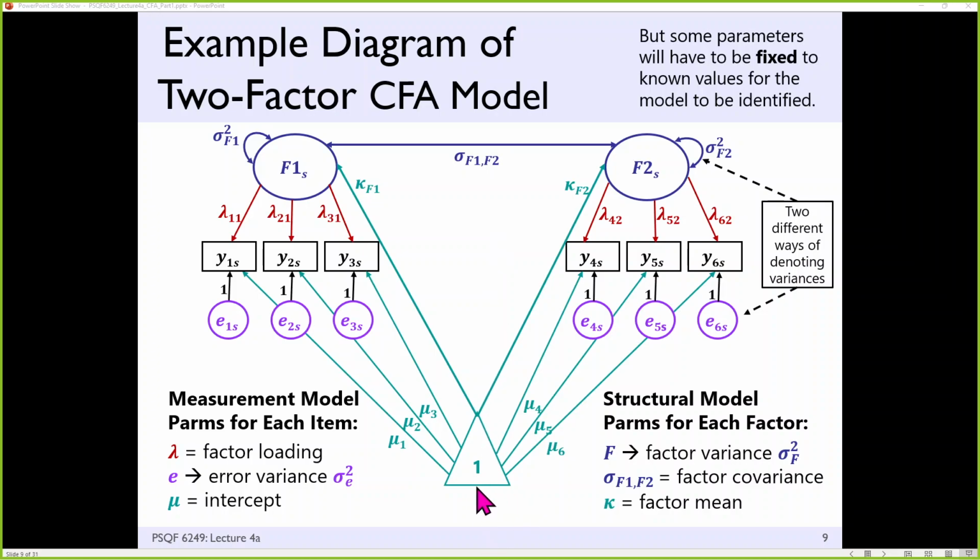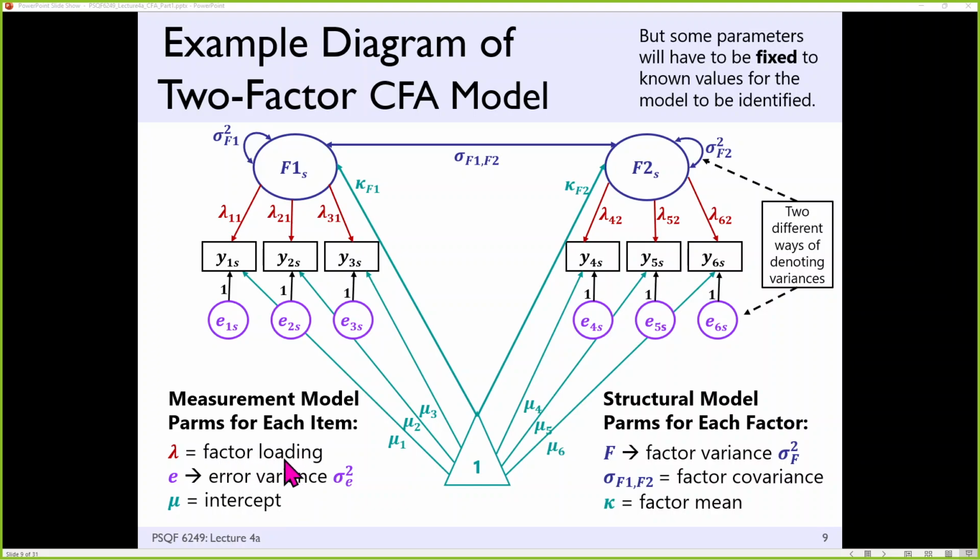What's this stupid triangle thing for? Not that I'm biased. Intercepts. Yeah, this is how we get means and intercepts. So this triangle is a column of ones. That's what it is supposed to refer to. So each item is going to have three things estimated: factor loading, error variance, and intercept. One per item is sort of the default.